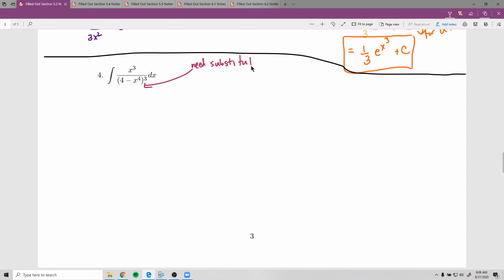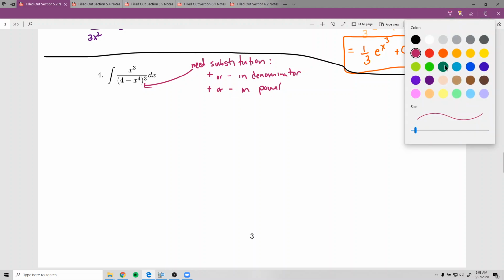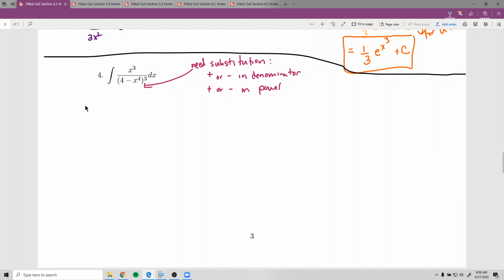All right, so this one we need substitution again. Plus or minus in the denominator is one reason. The other reason is plus or minus in something raised to a power as well. Either one of these tells you you must do substitution. And we make the inside equal to u.